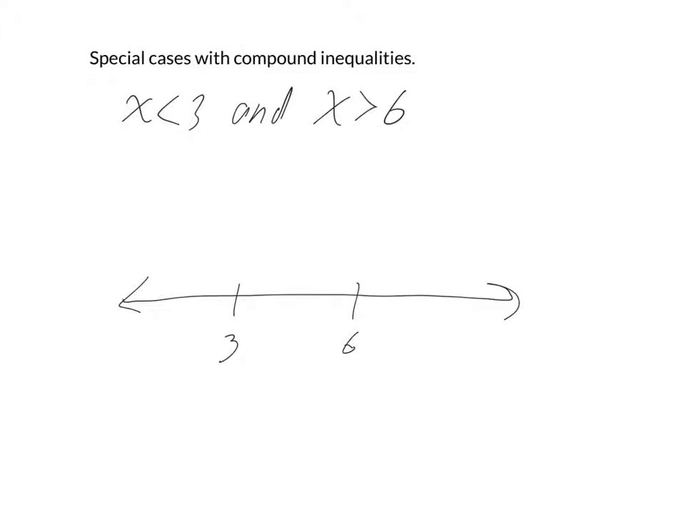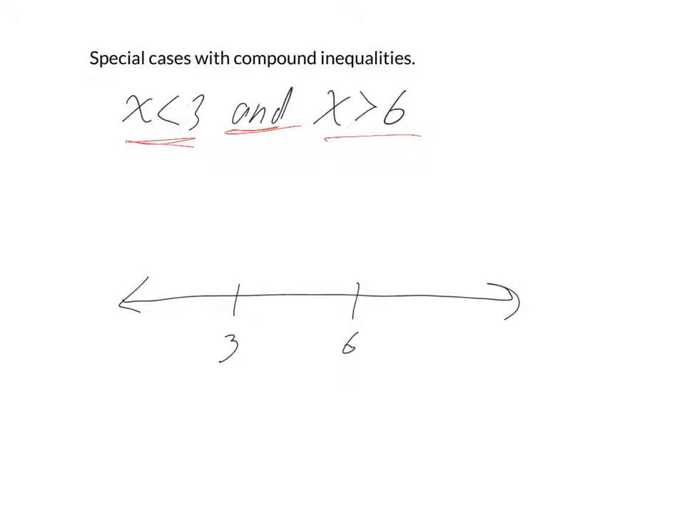So let's say you solve a compound inequality with an "and" and you get an answer like this: x is less than 3 and x is greater than 6. So let's just stop for a second and think about that. Can you think of any numbers that are smaller than 3 and greater than 6? Neither can I.